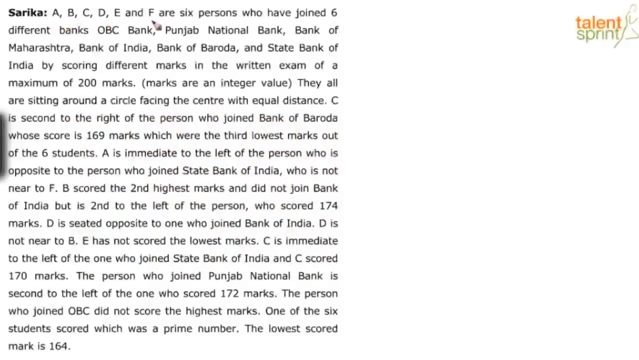A, B, C, D, E and F are 6 persons who have joined 6 different banks: OBC, Punjab National Bank, Bank of Maharashtra, Bank of India, Bank of Baroda and State Bank of India, by scoring different marks in the written exam of a maximum of 200 marks. So they've scored different marks in a written examination which had a maximum of 200 marks.